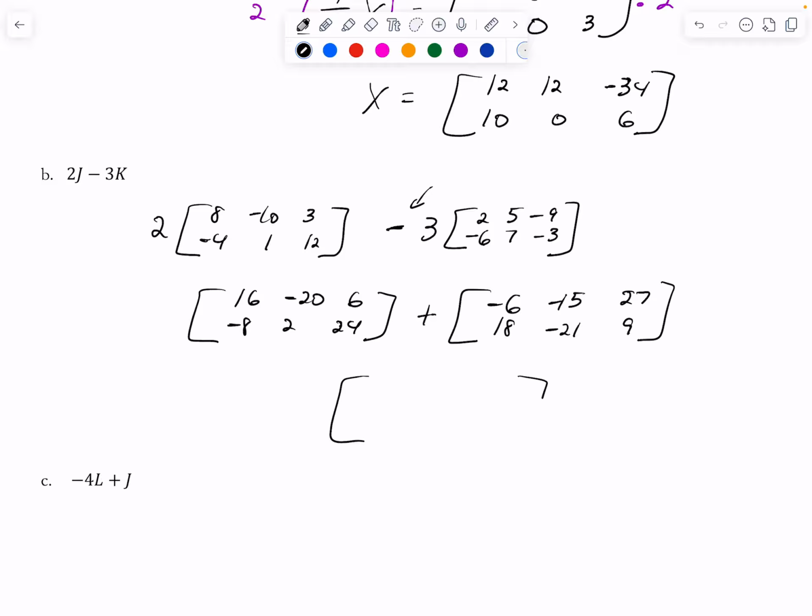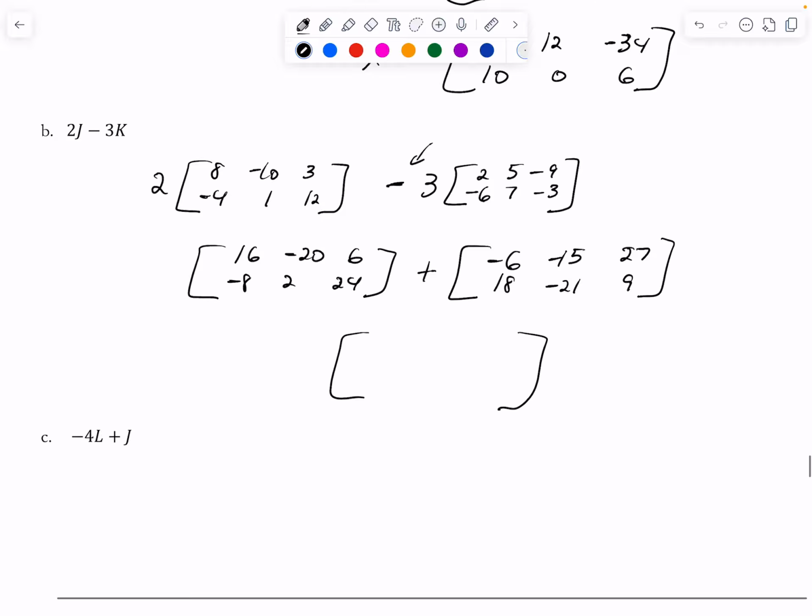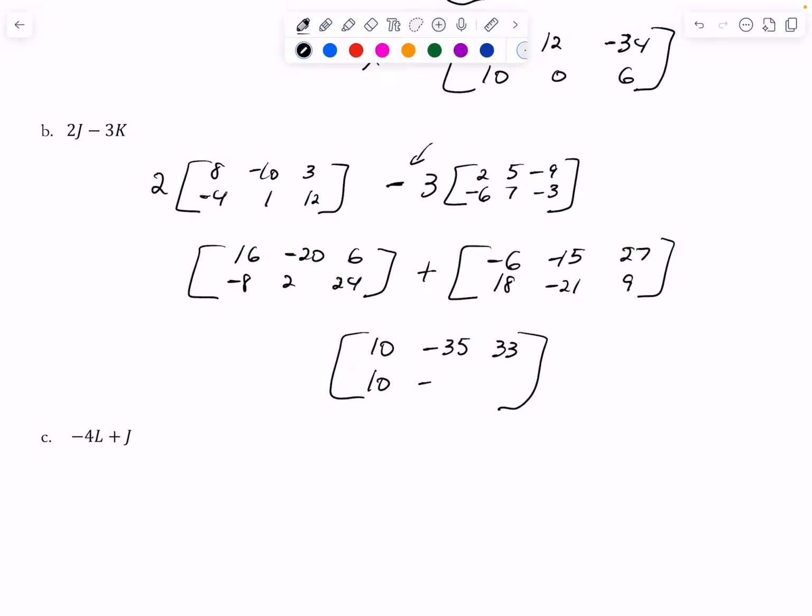So adding the numbers that are in the same location gives me 10, -35, 33, 10, -19, and 33. Lots of 33s.